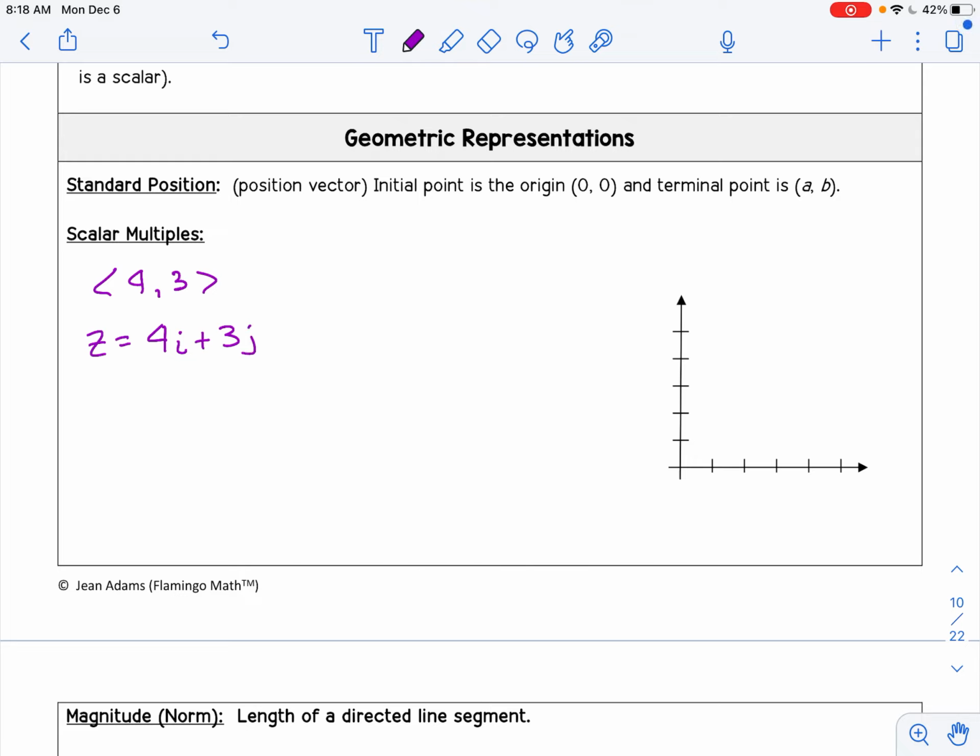Now, what would this mean? What this would mean is that if I was drawing this in standard position, I would start at the origin. 4, 3 would be my point. So 1, 2, 3, 4, 1, 2, 3. This right here would be the vector. So it starts at the origin and terminates there. We're going to talk about a tail to head and head to tail type situation.